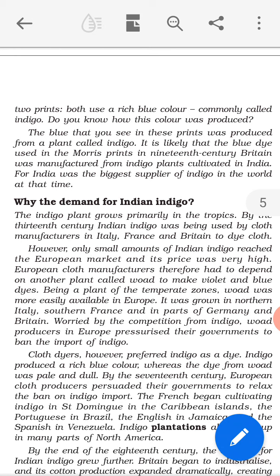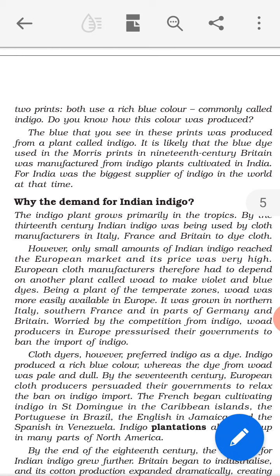Do you know how this color was produced? Indigo color, blue color, how was the color produced? We have to read in this chapter, so don't worry. The blue that you see in these prints was produced from a plant called indigo. So how was blue color produced? It was obtained, it was produced from a plant. The name of the plant is called indigo plant.